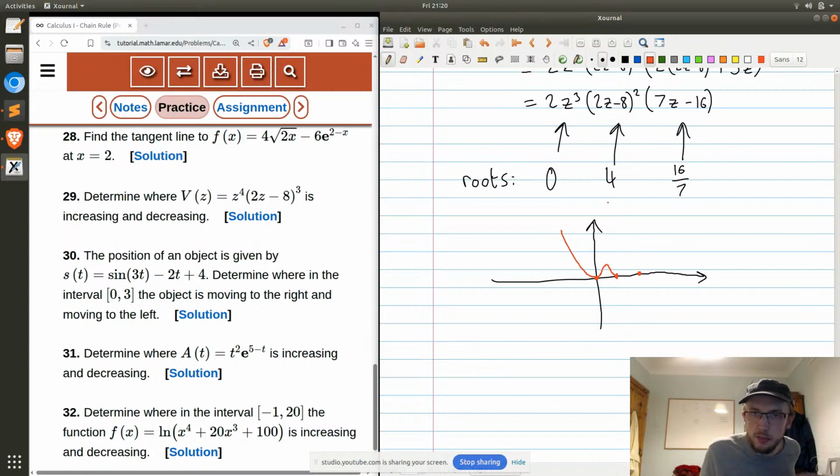But how can that possibly? No, it won't. It actually won't. That's wrong. Because look, that has an even multiplicity. And so that's where it just touches, just like that. And then it passes through like that. And so there, we now know where it's going to be increasing and decreasing. We've actually found it.